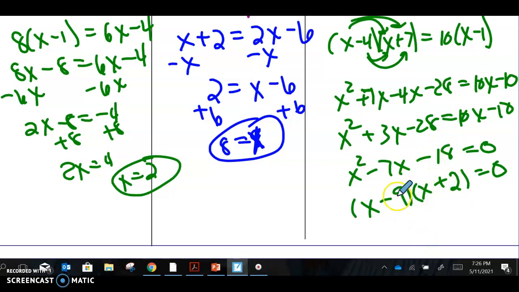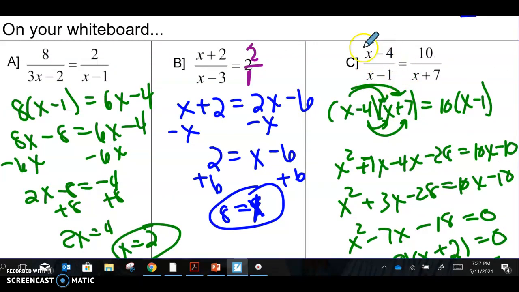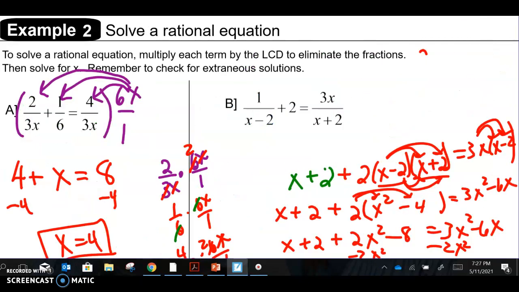That gives me negative 18. And negative 9 plus 2 gives me negative 7. So my two answers are either 9 or -2. So I'll double check, put 9 in. That gives me 5 over 8. Right? 9 minus 4 is 5. 9 minus 1 is 8. Over here, I have 10 over 16. Well, yeah, 10/16. If I cut it in half, that's the same as 5/8. So I'm sure that I'm right there.